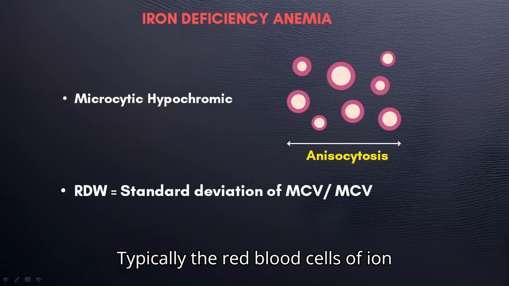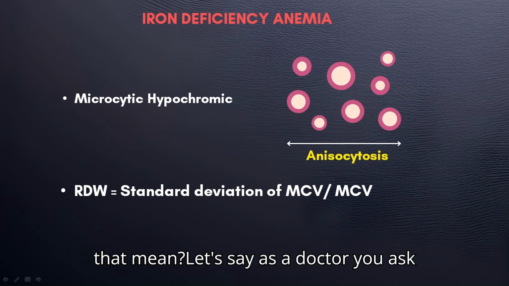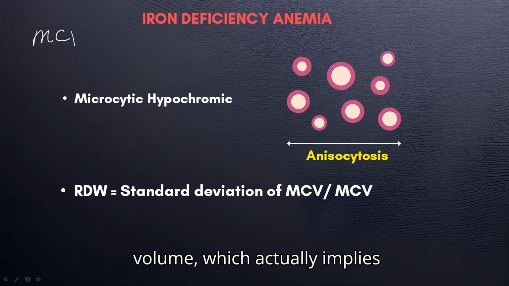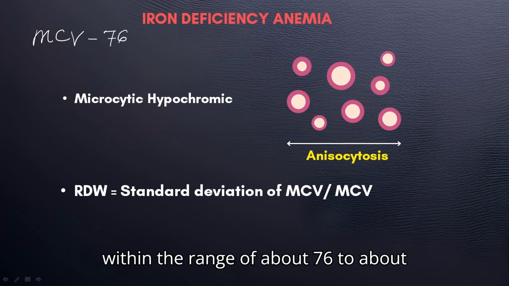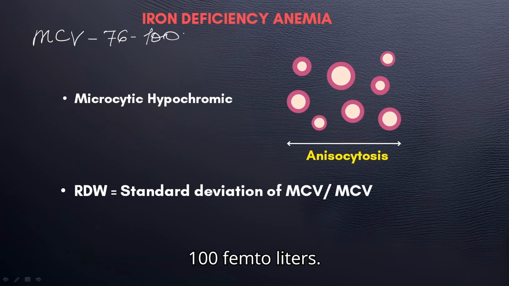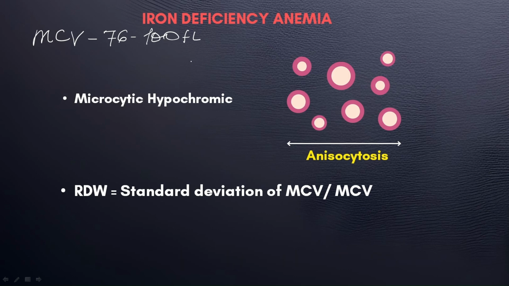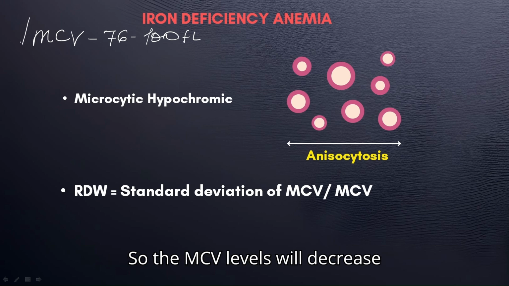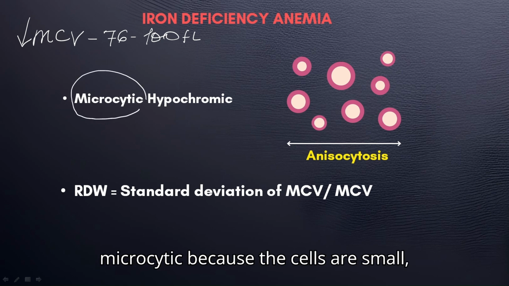Typically, the red blood cells of iron deficiency anemia are microcytic hypochromic. So what does that mean? Let's say as a doctor, you ask for a complete blood count and you'd like to assess the mean corpuscular volume, which actually implies size. Normally, this should be within the range of about 76 to about 100 femtoliters. Some books would also advocate for a minimal point of 80 femtoliters. So the patient with iron deficiency anemia will certainly have a smaller red blood cell, so the MCV levels will decrease below 76. And we're going to call that microcytic because the cells are small, right?